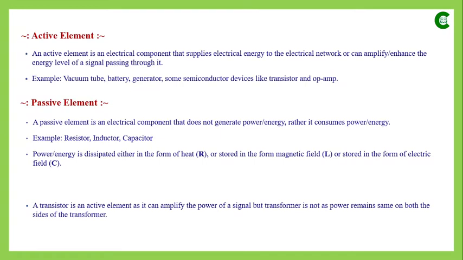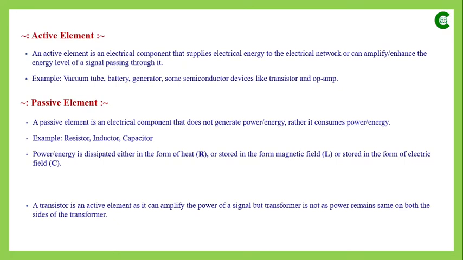Active elements are those elements which basically supply electrical energy to the electrical network. Or if an electrical element or component amplifies or enhances the energy level of a signal that passes through that element, then it also can be said to be an active element. As examples, we can take vacuum tubes, batteries, generators, and some semiconductor devices like transistors and op-amps.